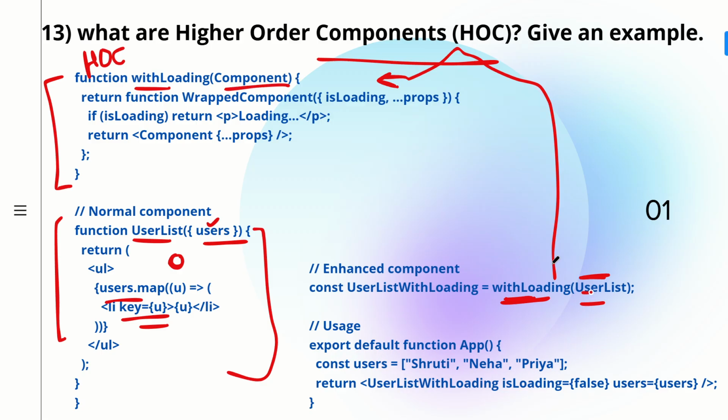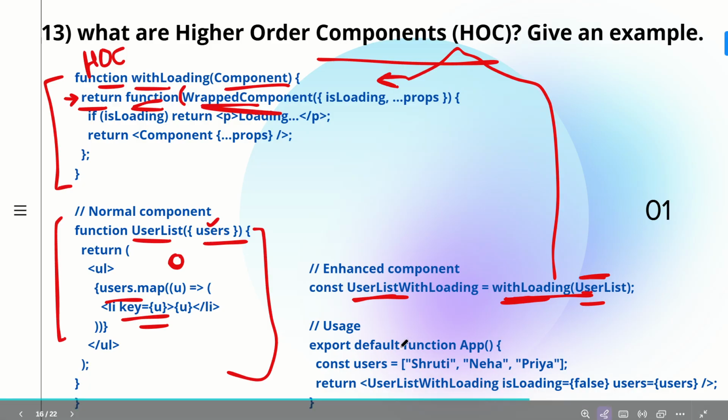That component is UserList. Then you are just returning a function, called the wrapper function. In this UserListWithLoading, you have a function called WrappedComponent, because this is what you return. Whatever UserList component you passed, you just accepted it. There is no other line of code inside the function; it is just returning a function. So UserListWithLoading is going to have the WrappedComponent function.